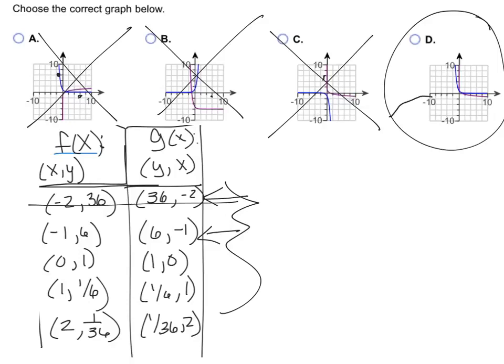And if we look at choice D, we can see that all of the ordered pairs that we found previously are on both of those graphs, the blue graph and the purple graph. And the blue graph in this case represents the function f of x, and the purple graph is g of x.